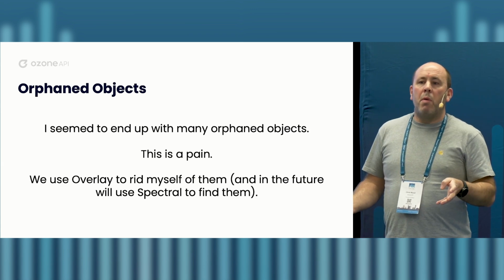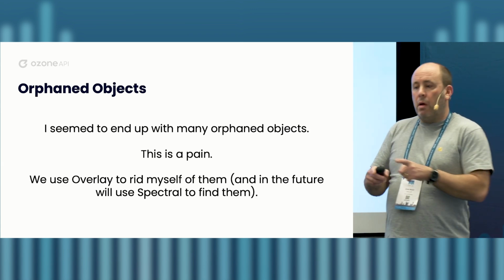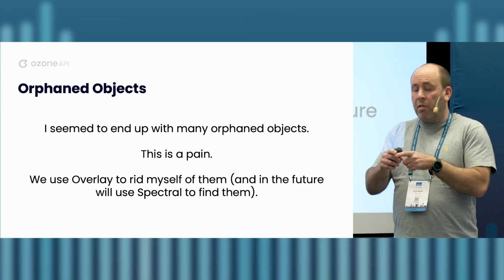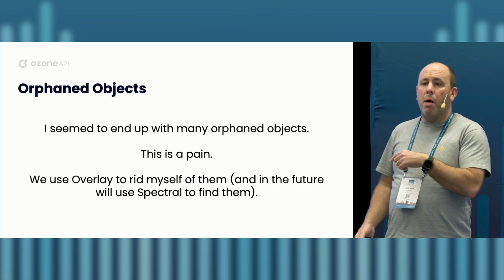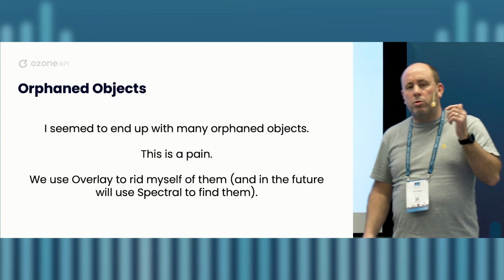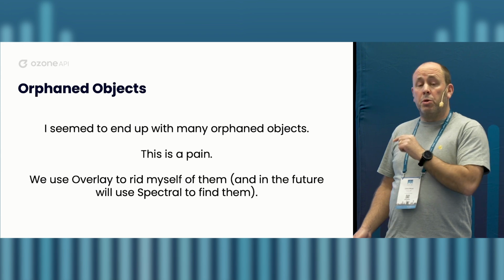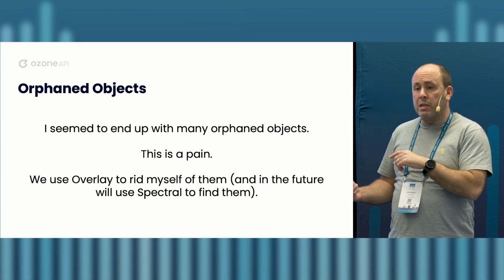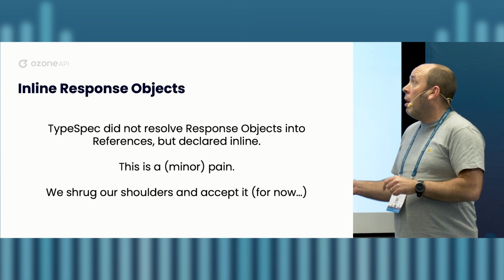At the moment, they're in my overlay document. It says remove object with this JSON path. Get rid of that thing. In time, I will use Spectral, and you'll see my toolchain in a minute. I'll use Spectral to do it automatically, to identify the object and then remove it.